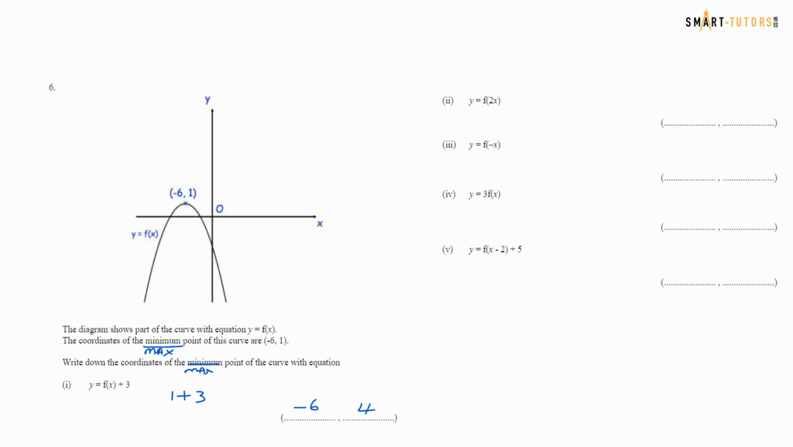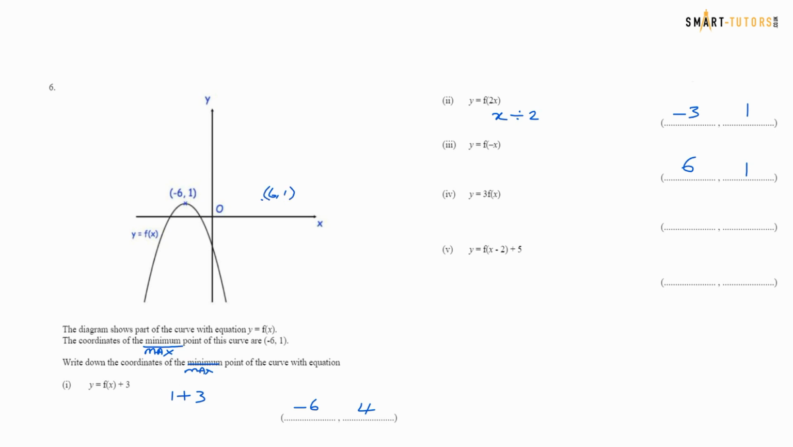y equals f of 2x means the x coordinate is divided by 2. The x coordinate divided by 2 is minus 6 divided by 2, which is minus 3. The y coordinate is not going to change. y equals f of minus x is a reflection on the y-axis. The y coordinate is not going to change, and minus 6 becomes 6 because it's a reflection on the y-axis, so it becomes positive. So it becomes somewhere here, 6, 1.